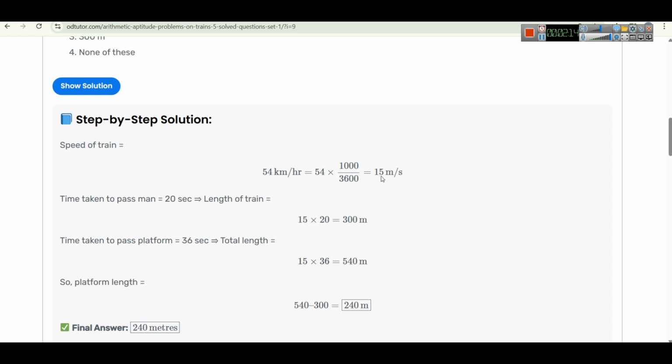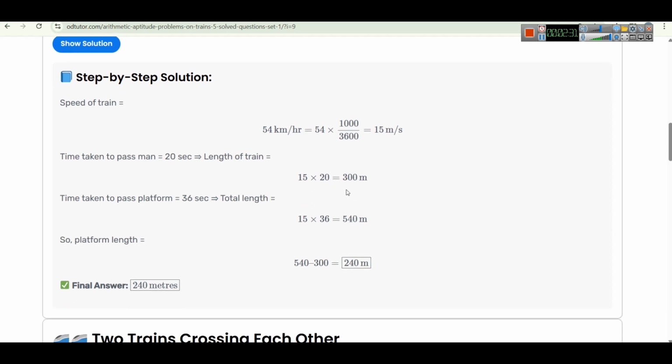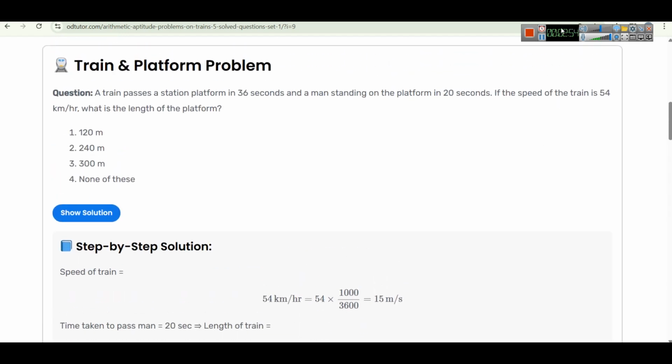Because this train is moving at a speed of 15 meter per second, and it takes 20 seconds to pass a man, the train's length will be 300 meter. Time taken to pass the platform is 36 seconds. So for the total length, you will multiply 15 by 36. That is the total length, 540 meter. So platform length will be 540 minus 300 equal to 240.